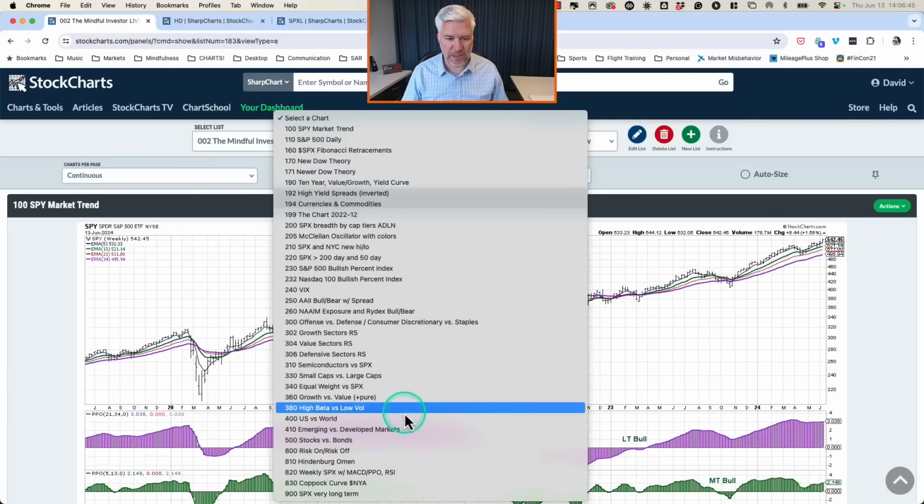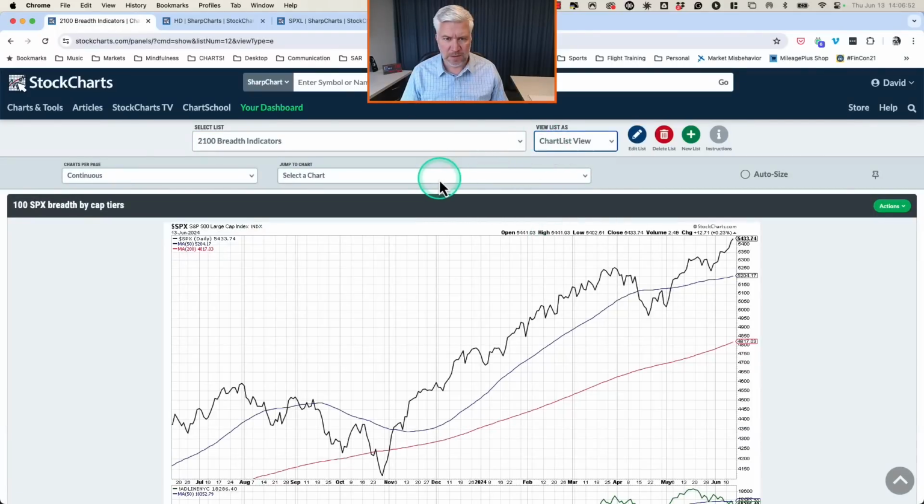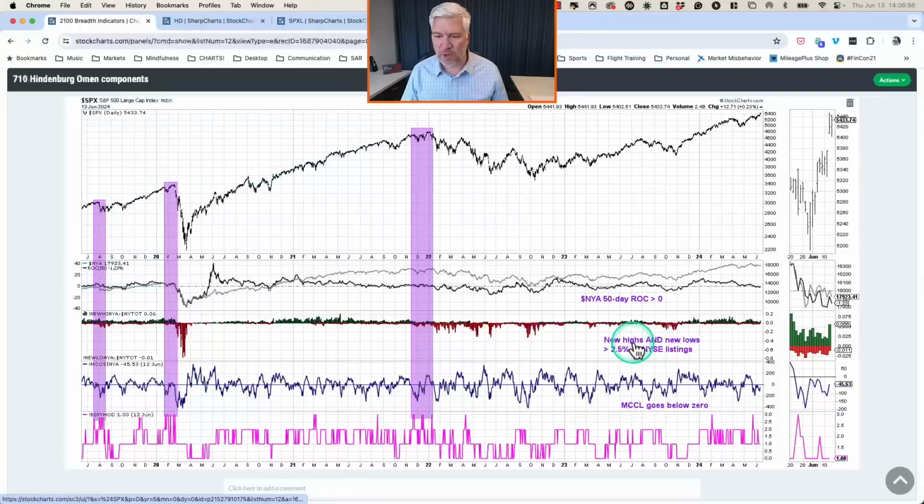Just breaking down the Hindenburg Omen and some of the components. I have a breadth indicator list, and I'm going here to Hindenburg Omen components. So the Hindenburg Omen did give an initial sell signal at the end of March.